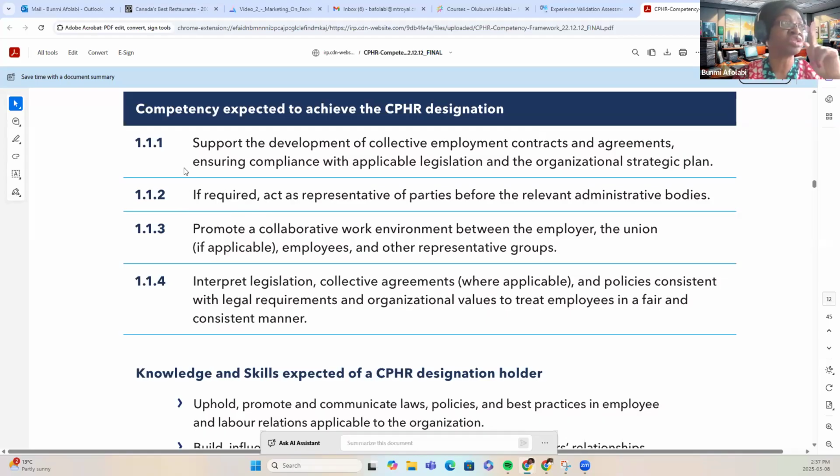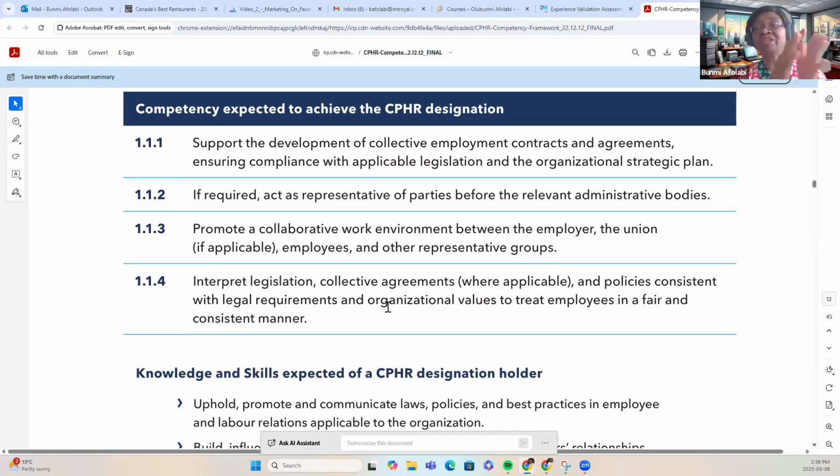The first one, 1.1.1, support the development of collective employment contracts and agreements, ensuring compliance with applicable legislation and the organizational strategic plan. Point 2, if required, act as a representative of parties before the relevant administrative bodies. Point 3, promote a collaborative work environment between the employer, the union, if applicable, employees, and any other representative groups. And then the 4th one, interpret legislation, collective agreements where applicable, and policies consistent with legal requirements and organizational values to treat employees in a fair and consistent manner.